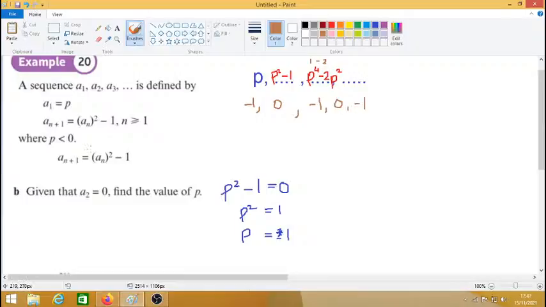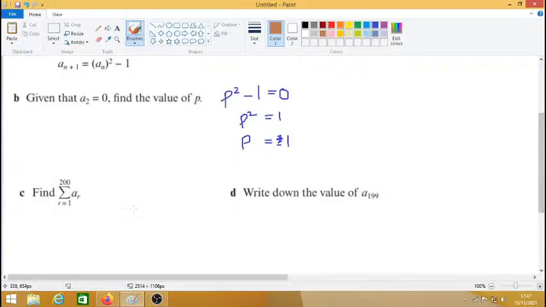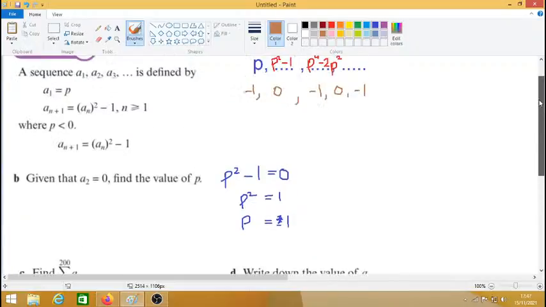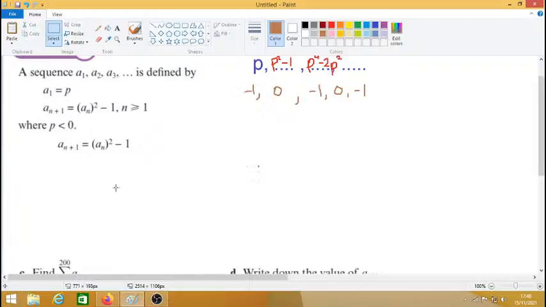And then typically the next question is find the sum. So here it is: find the sum of all the numbers in the sequence, starting from the first number in the sequence to the 200th number in the sequence. So here you have to really think about it. There's no real formula. You just got to try and make it easy for yourself by knowing that the numbers aren't too different. It's always minus 1 or 0. So there's 200 numbers in the sequence. That means minus 1 will come half the time, and 0 will come half the time.